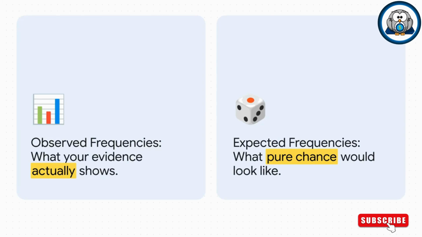So here's where the real investigation begins. We compare two things. On one side, we have our observed frequencies. That's the real evidence, the numbers we actually collected in our survey. And on the other side, we calculate the expected frequencies. This is what the numbers should look like if it was all just pure random chance. The whole case boils down to one question. How big is the difference between these two pictures?